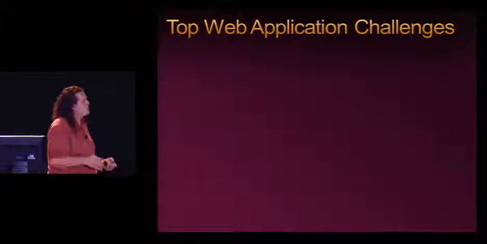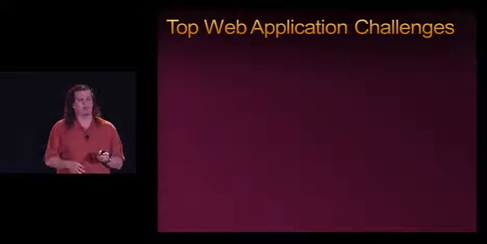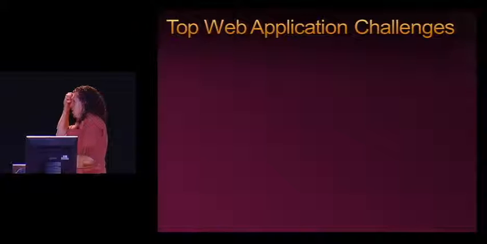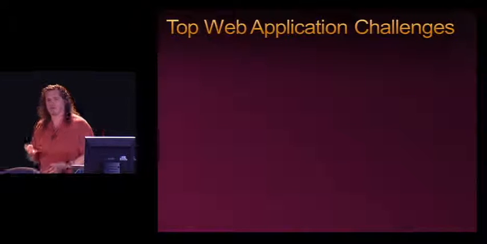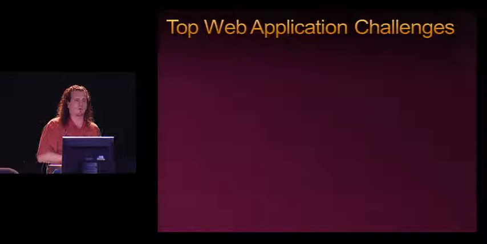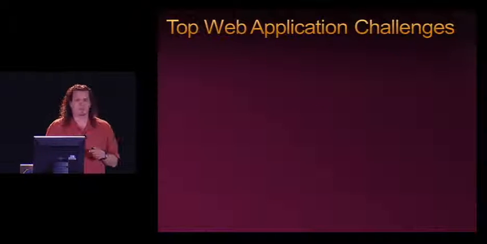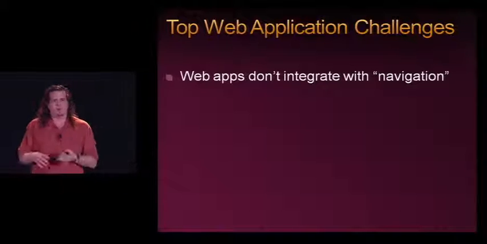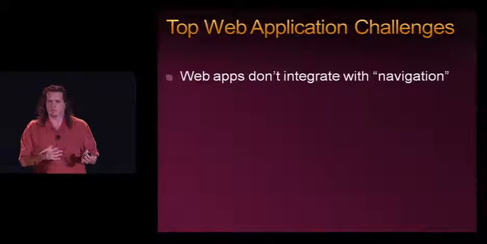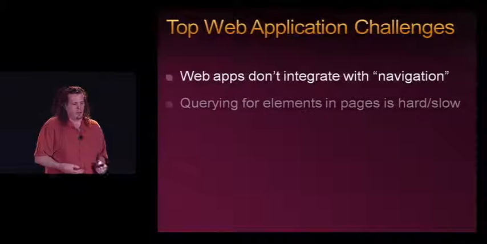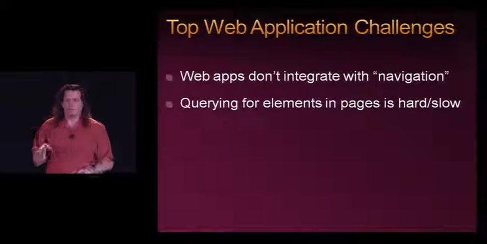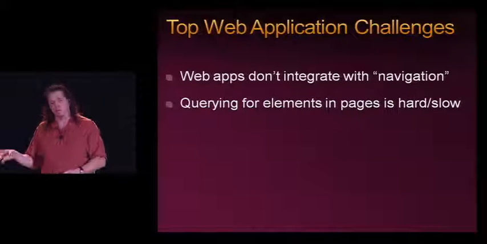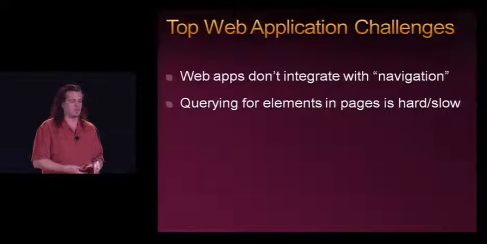So I want to now move on to sort of the areas where we needed to innovate. And Dean went through several of these in the keynote. But there were really 4 main challenges that we thought when we looked at how you build web applications today. We thought these are things that we really need to do something about. Web apps not being able to integrate with the user's sense of navigation on the web. Querying for elements in pages was a challenge, because when you do this in JavaScript, it's really slow, because you have to keep asking for various methods in JavaScript.